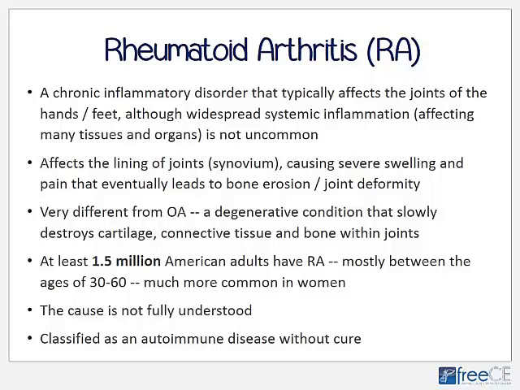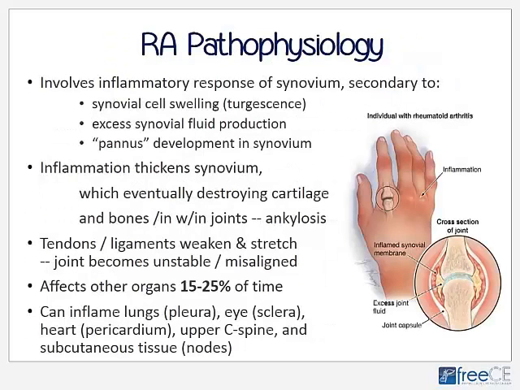The cause of RA is currently not well understood, at least by the mainstream medical community, and therefore it's classified as an autoimmune condition without a known cure. As mentioned, RA involves inflammatory response of the synovium, and secondary to synovial cell swelling, also called turgescence, excessive synovial fluid production within these synovial joints, and pannus development.